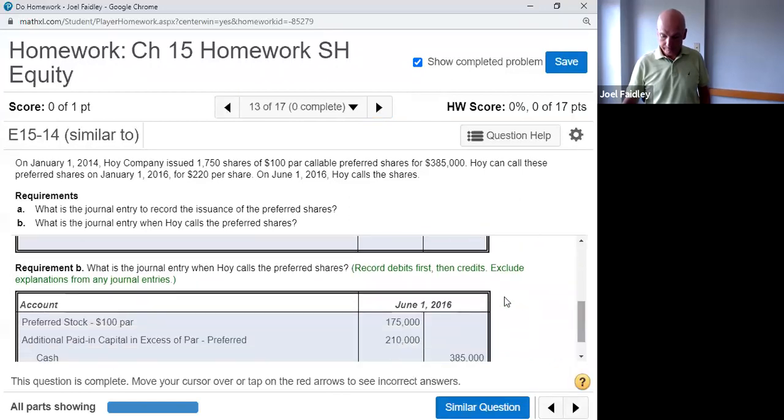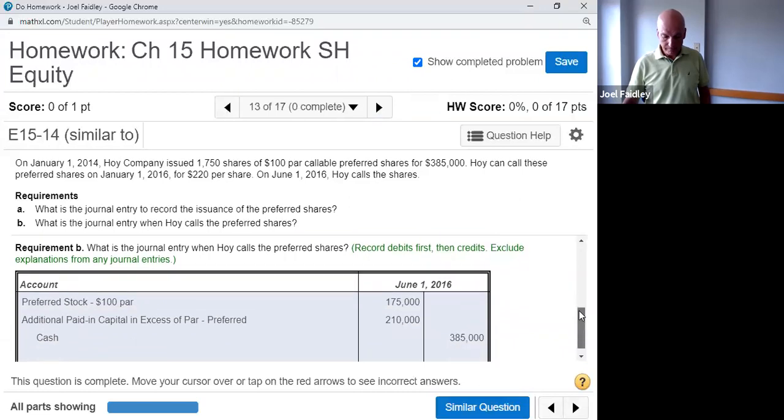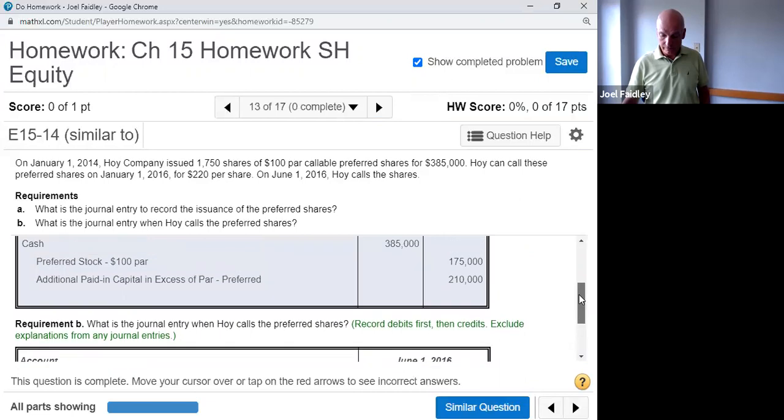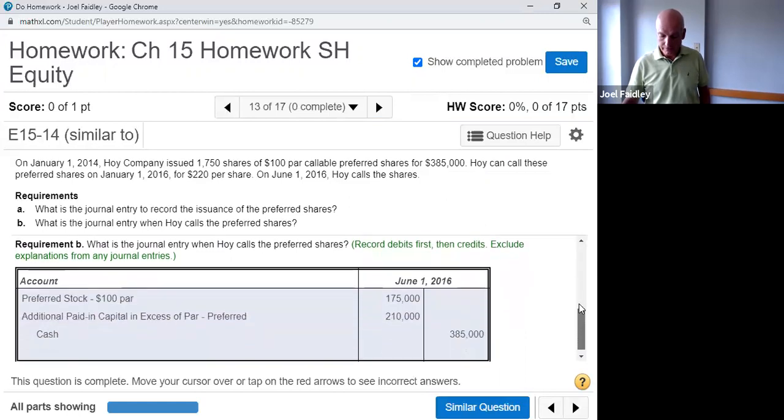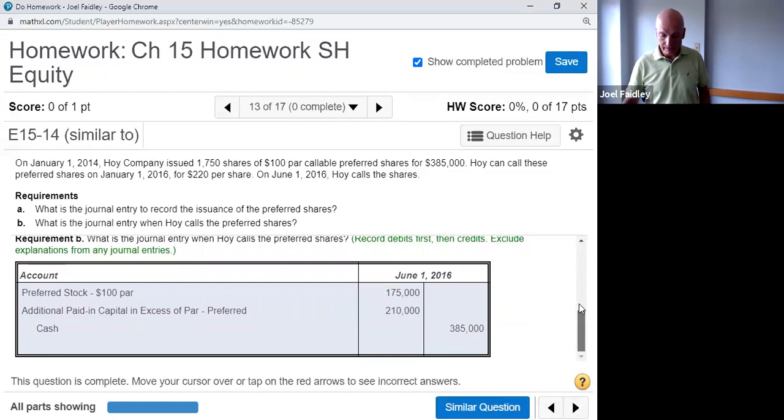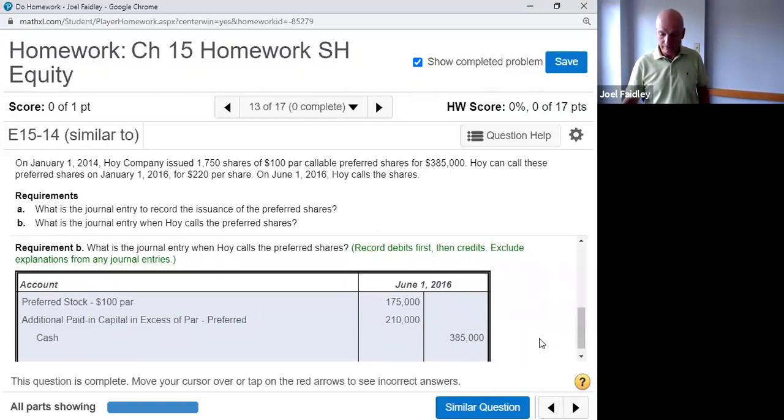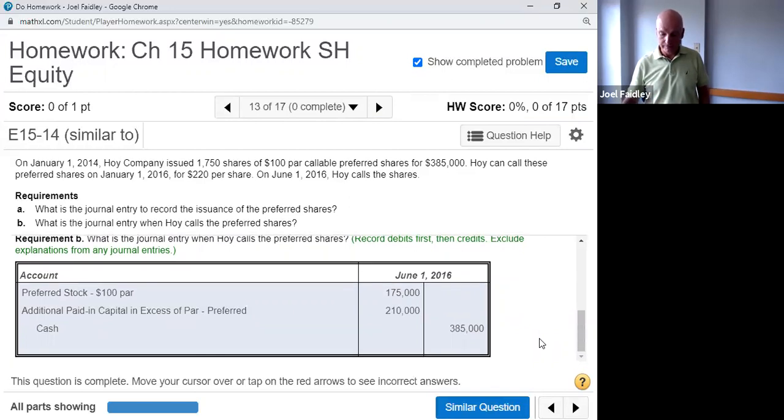Part B. They call the preferred shares in. Well, simply you're going to reverse that $175,000, that $210. You've got to get that off your books, right? So you've got to debit that, and you're going to credit what? Cash, because these were called in. You paid for it as a company. You're making the journal entry for the company. All right, so that was fairly short and sweet.